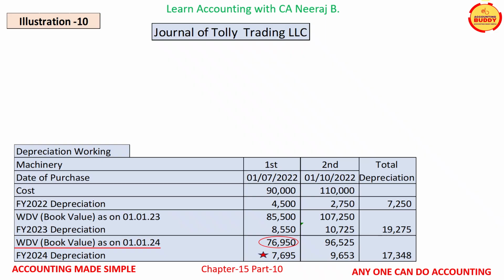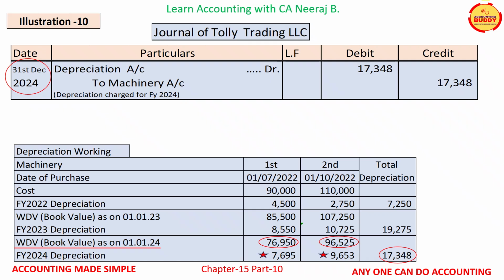The WDV of machinery 2 as on 1st of January 2024 is $96,525, and at 10% the depreciation amount for machinery 2 for the financial year 2024 comes to $9,653. Therefore, a total amount of $17,348 will be provided as depreciation for the financial year 2024.